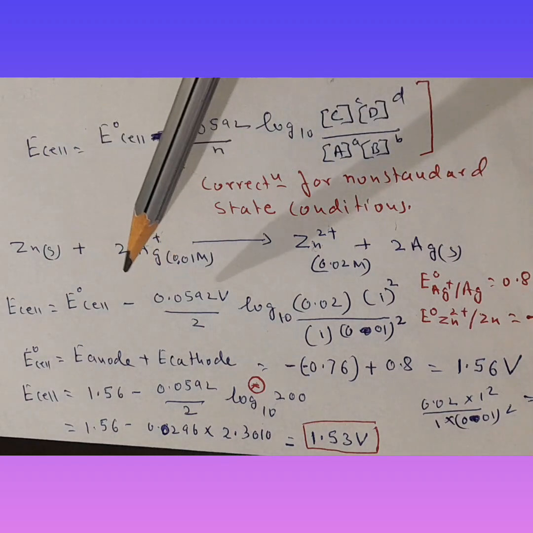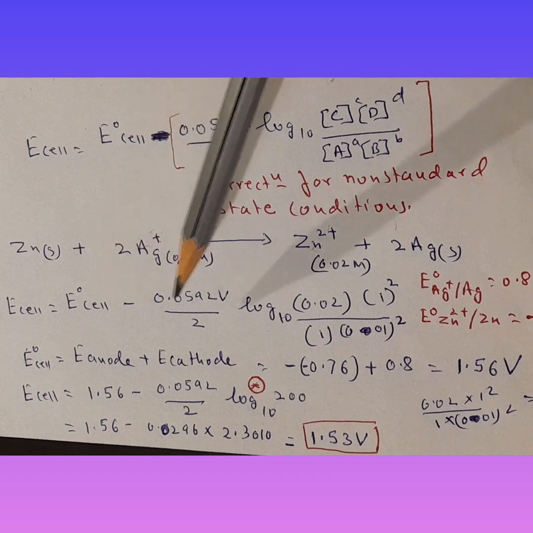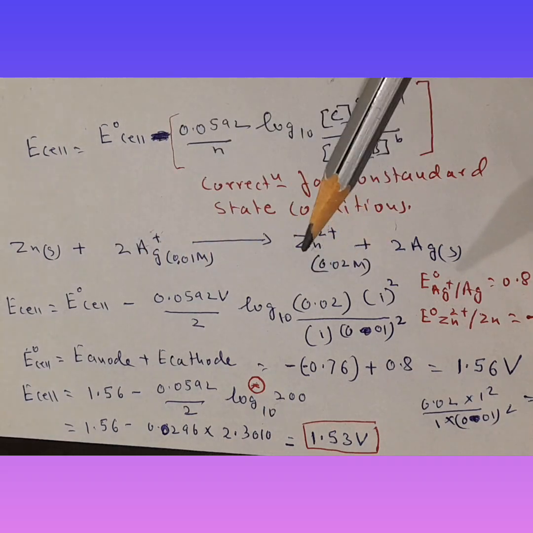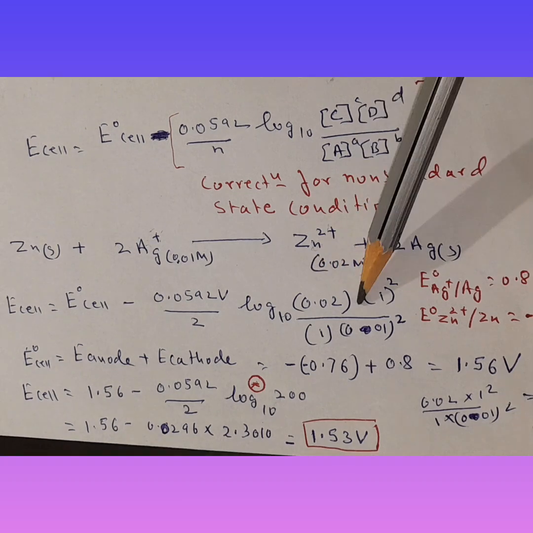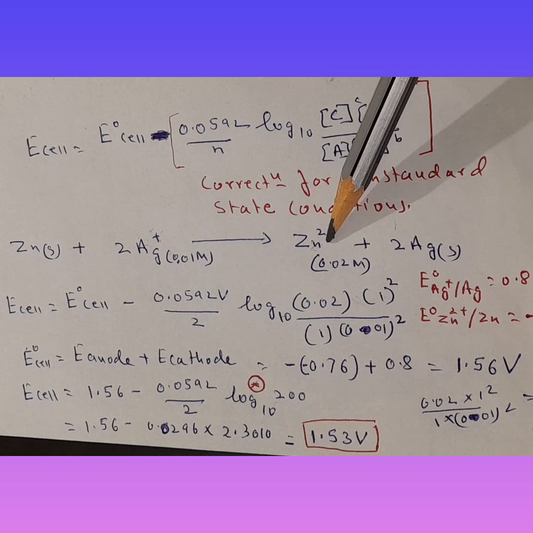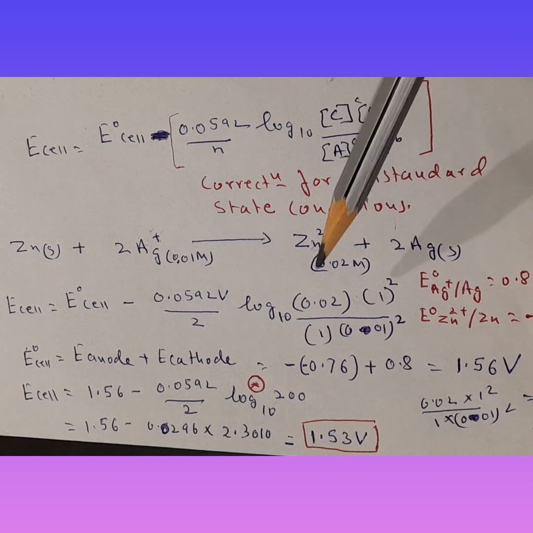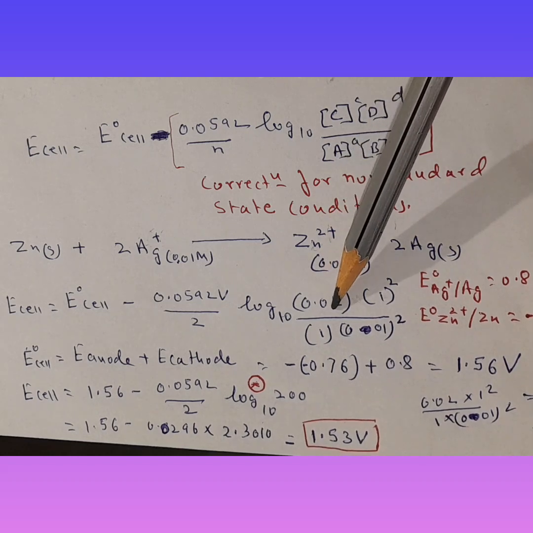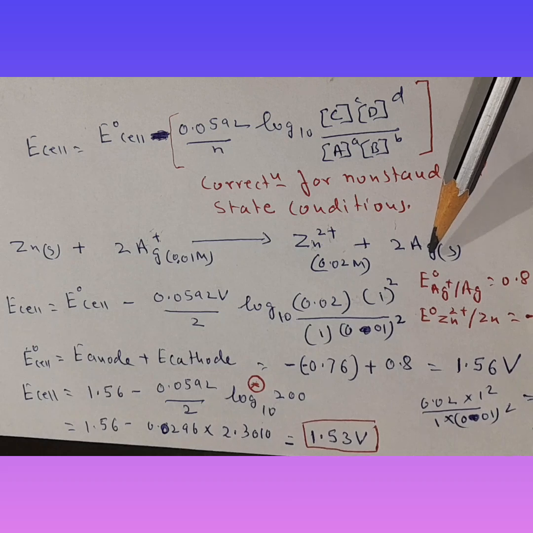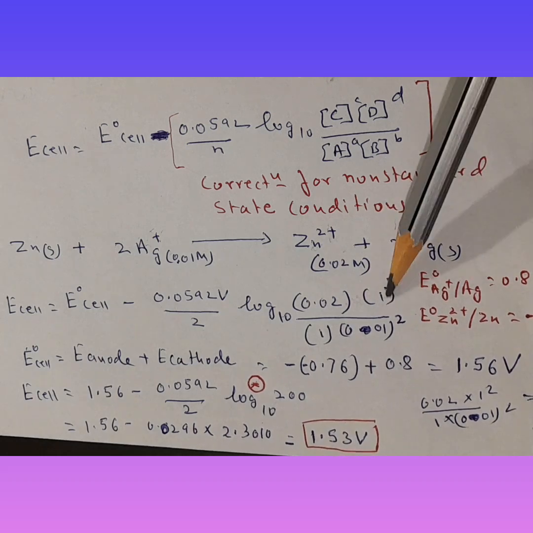Now let's apply the Nernst equation and substitute those values. So I have substituted the concentration of products. Here it is zinc, and the concentration was 0.02, so I jotted down this concentration. Silver is a solid, so we have to consider it as unity, 1, but with stoichiometry 2, so square.